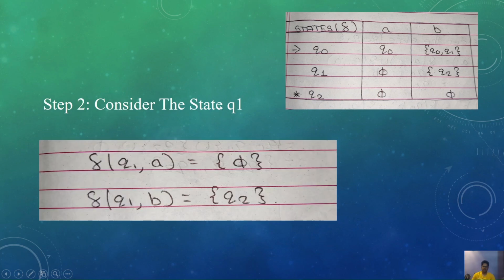Now we consider the state Q1. Epsilon closure of Q1 comma A is a null state. Q1 comma A is a null state. Epsilon closure of Q1 comma B is equal to Q2. Q1 comma B is equal to Q2.